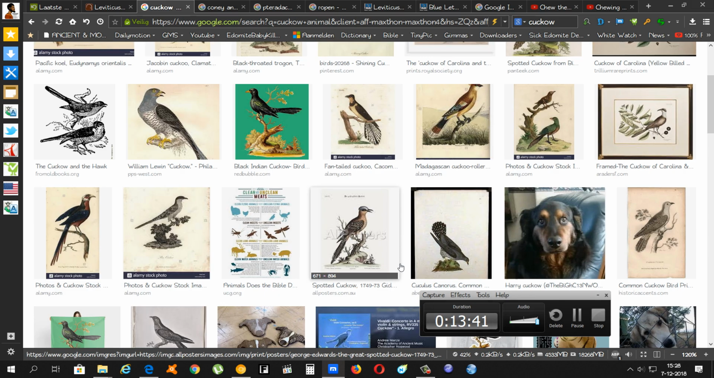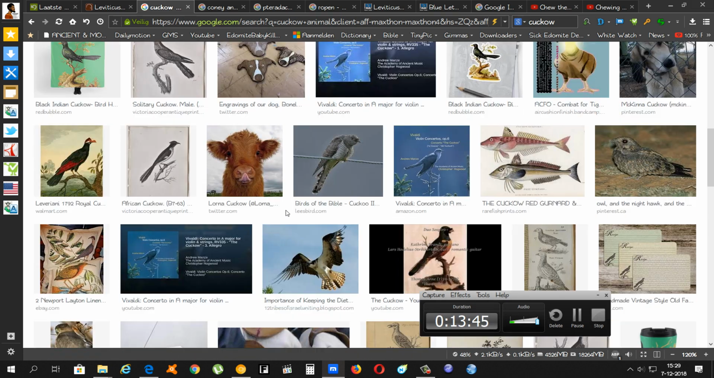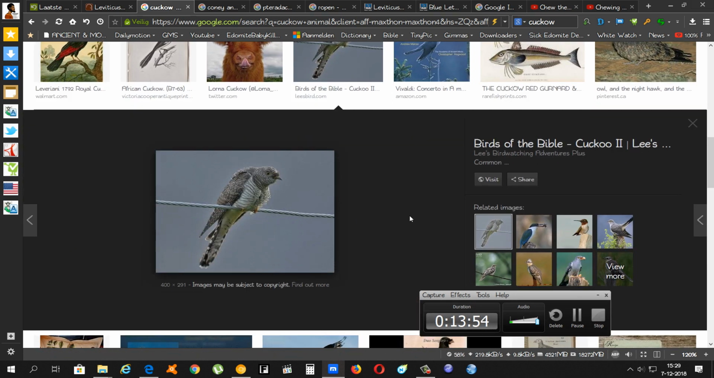I would think. I never seen these birds, by the way. They don't even have real pictures of these birds. What's wrong with that? This is a cuckoo. It's like the only real picture of a real bird.